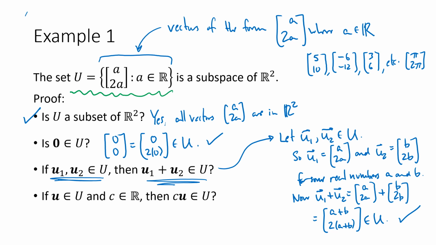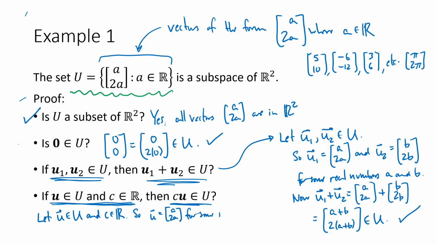And then closure under scalar multiplication is going to look pretty similar. Again, we're going to start with our hypothesis, which is this stuff here. We're going to end with our conclusion. So we're going to say let little u be a vector in capital U, and let c be a real number. What does it mean for little u to be in capital U? What it means is that u has the form (a, 2a) for some real number a.